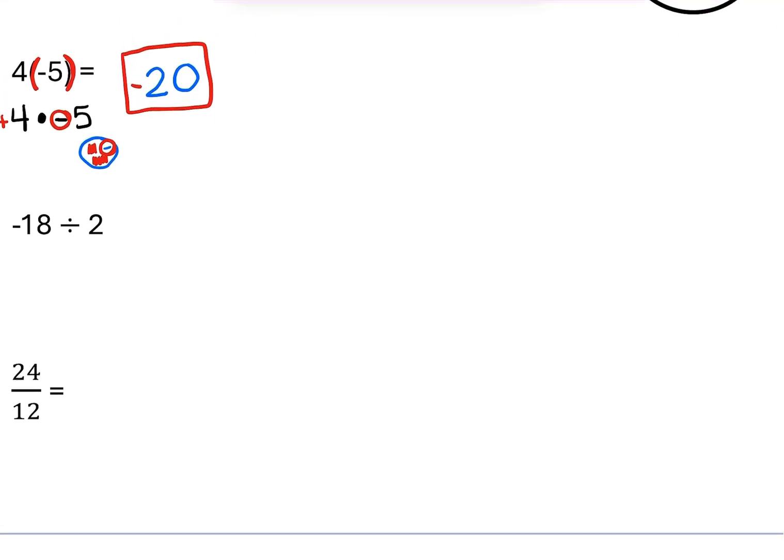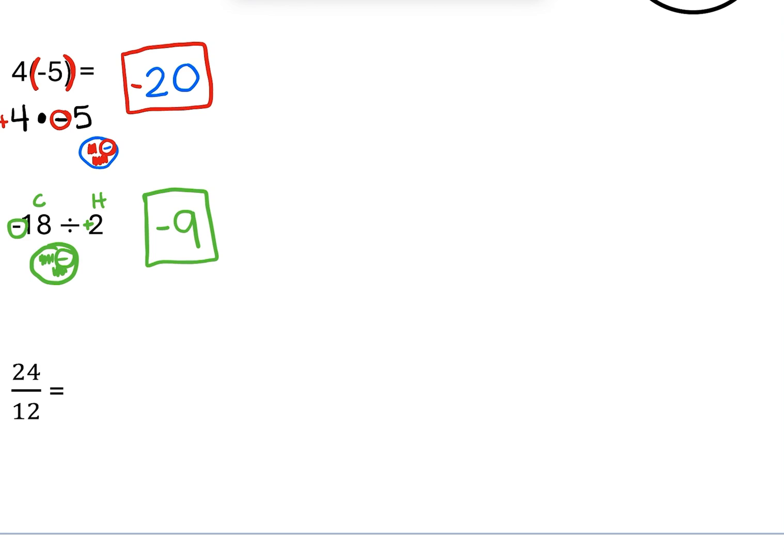All right, next one. We have division, -18 divided by 2, so divide like normal. Cowboy, horse, 18 divided by 2 is 9. And then I have a negative, so I need to use integer man. I have a negative, so I'm going to mark out a negative. And that 2 has an invisible positive sign. So what's left? Negative, so -9.